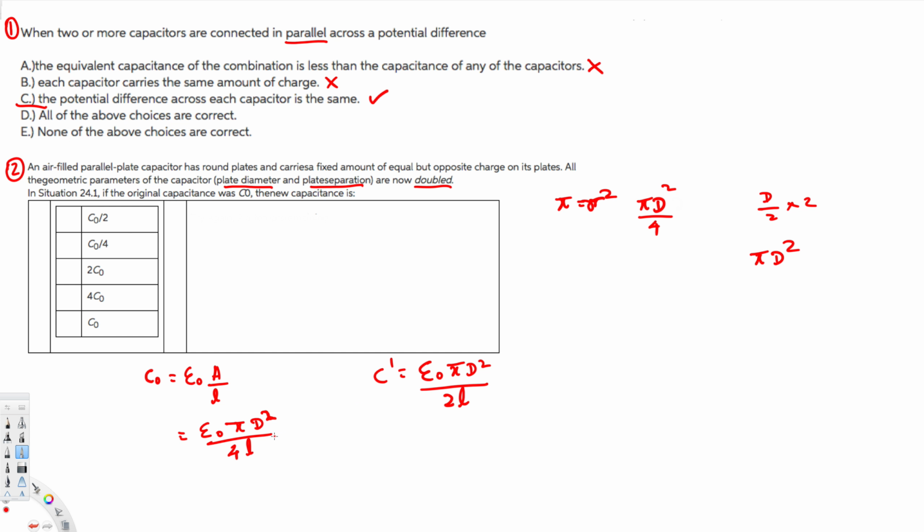If you compare these two, if you multiply the initial one by 2, you will get this one. So we can say this is equal to 2 times the initial one. That's going to be C prime equals 2C0. So 2C0 is going to be the answer. At the end we have 2C0. So the answer is C.